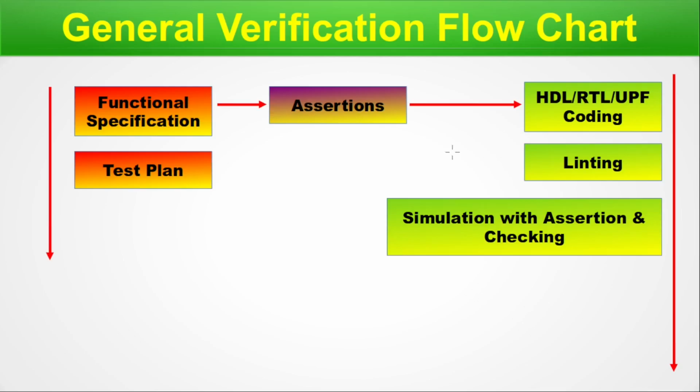Next is simulation with assertion and checking. Here we talked about the assertion. That means the assertion and the code are there and it is linted. That means we have almost eliminated syntactical or semantical errors. And then we simulate along with assertion and checking. So up to this stage we have reached.